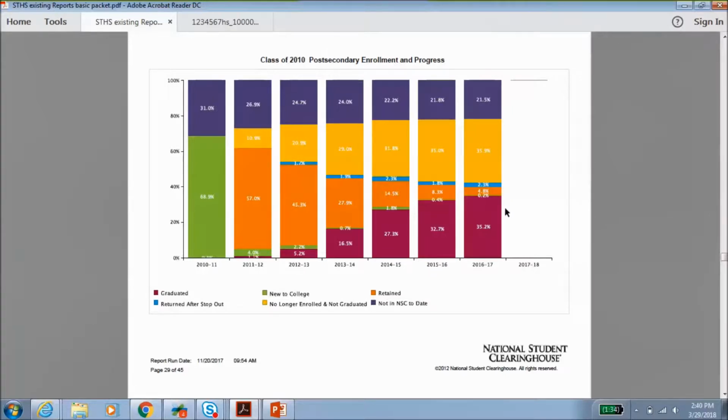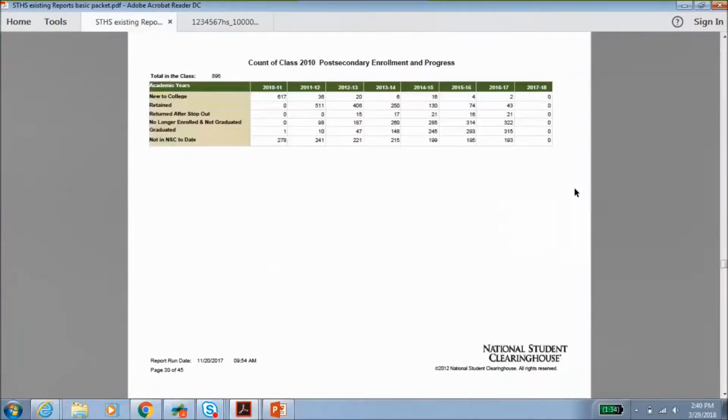This is one of my favorites because, yes, it's colorful, but it gives you a great picture of one specific class to see the trend and how they're persisting and completing throughout the years. And again, we're going to scroll down. You've got the number chart in the next one, so you can get the actual breakdown of who persisted, who graduated, who is no longer enrolled.